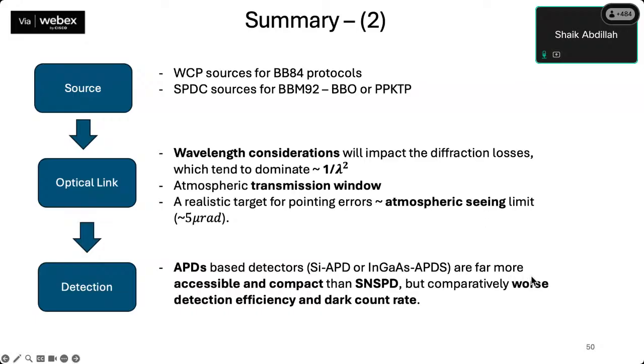And we talked about the detection parts, right? APDs are far more accessible, but have lower detection efficiency and a higher dark count rate. But SNSPDs have better detection efficiency and a lower dark count rate, but require substantial infrastructure to enable the cryostat cooling for the SNSPDs. So I think that would be the end of my presentation for now.